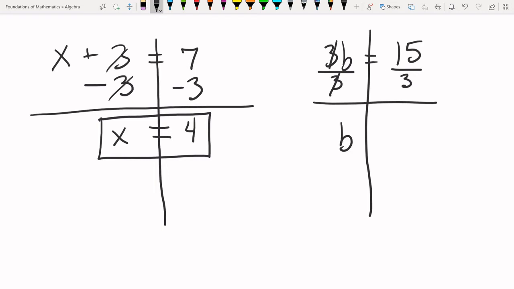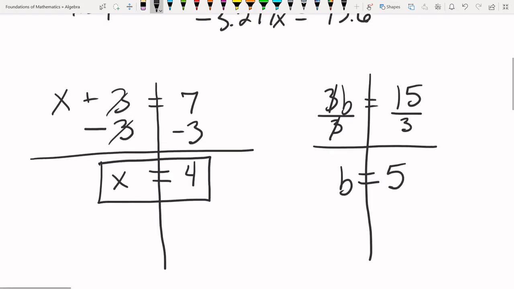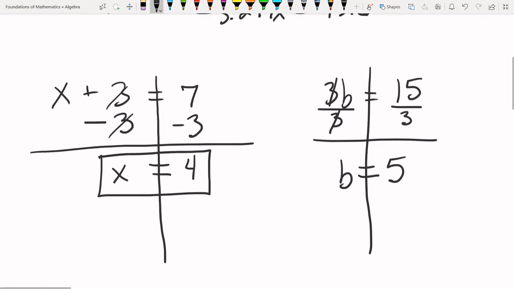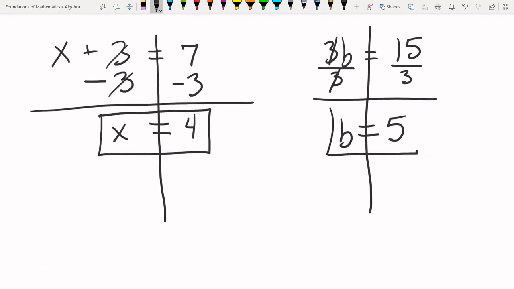We get b equals 15 divided by 3 is 5. And that's what we found before, right? b equal to 5 is what we found. So that's the solution there. So a one-step equation is where you only have to do a single operation, and that gives you the variable by itself.